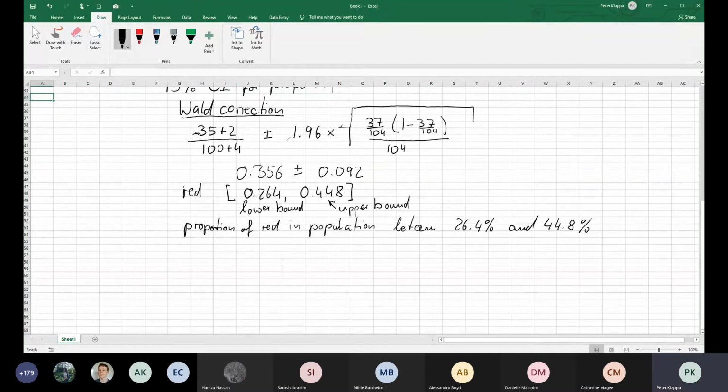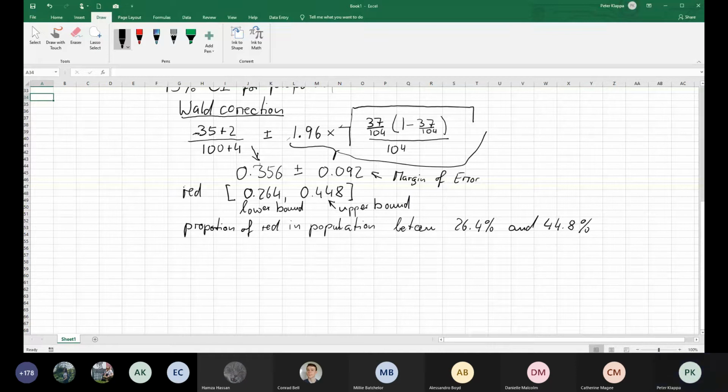And the 0.092, that is what happens if you multiply this part together. So this one here, the 0.356, is this part here with rounding, and plus minus 0.092 is also called the margin of error. Where this 1.96 comes from is something we discuss in another session. Just accept it at the moment that this is a number that is quite important in statistics. Okay, so the proportion of red butterflies in the population is somewhere between 26.4 and 44.8%.